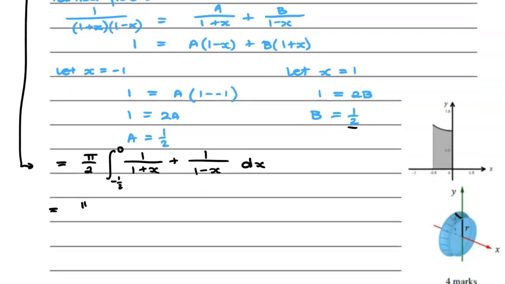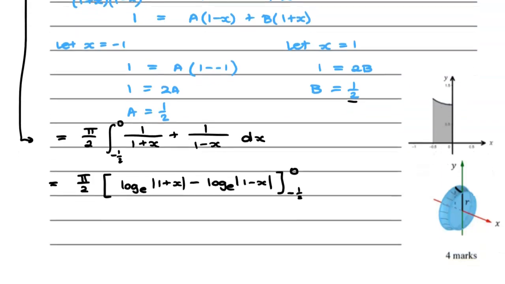So that gives us pi over 2, and that 1 plus x, that's just going to be a nice log base e of the magnitude of 1 plus x. And because this next one has a negative x here, we're going to have minus log base e of the magnitude of 1 minus x. And that's going from, again, -1/2 to 0.